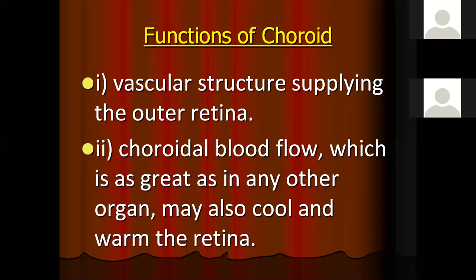Similarly, when we see the functions of the choroid, it is basically a vascular structure supplying the outer retina. And if the choroidal blood flow is great, it may lead to warmth of the retina. So choroidal blood flow, which is as great as in any other organ, may also cool and warm the retina.